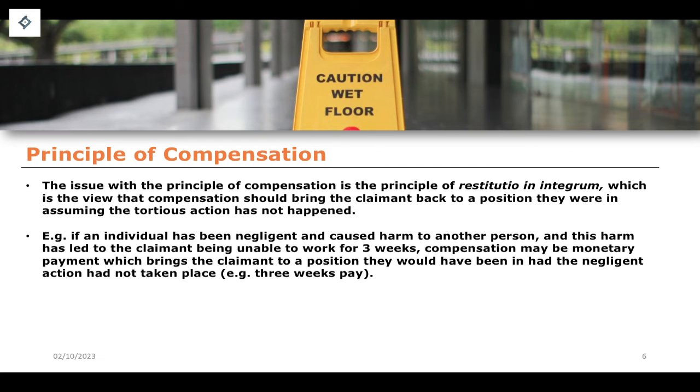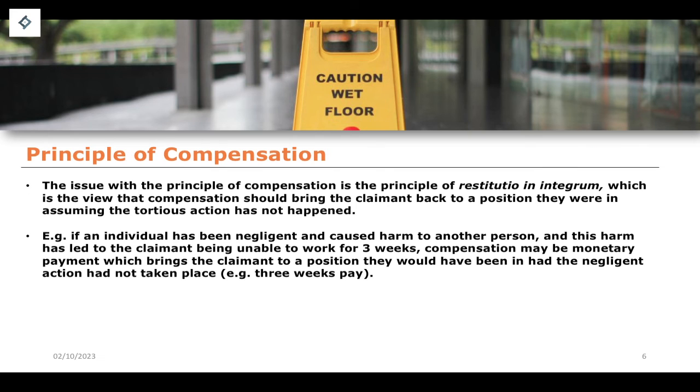as a result, to try and essentially eliminate the conditions and to eliminate the consequences of that particular injury, to ensure that you have been brought back to the position where, assuming that tortious action had not happened in the first place.